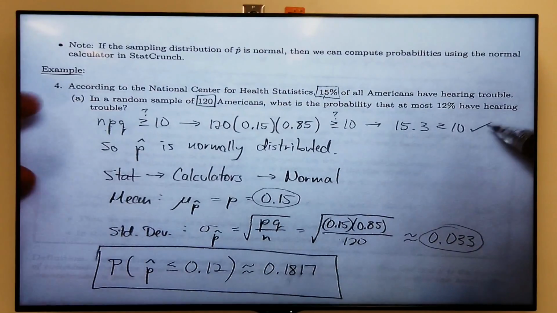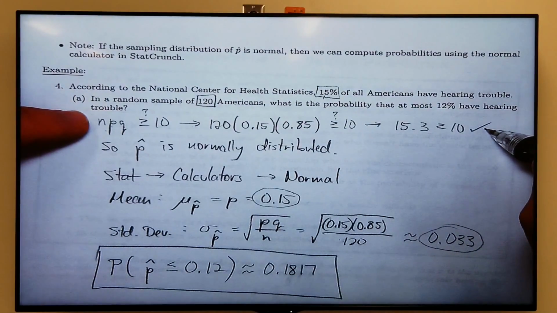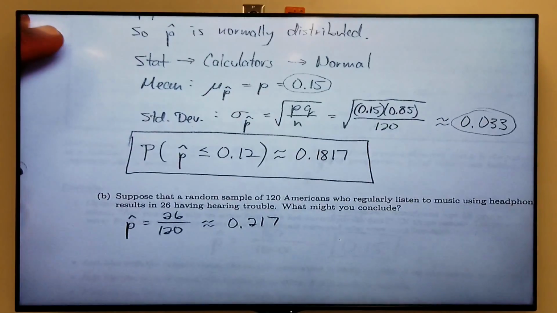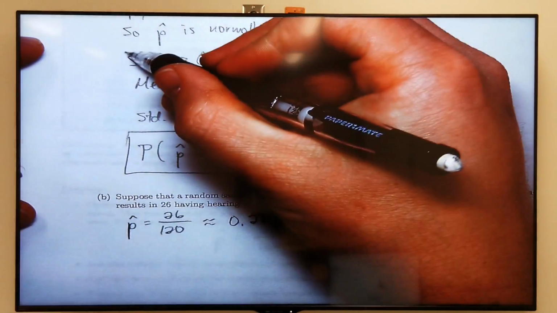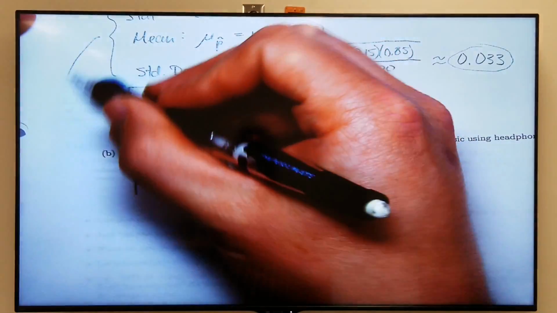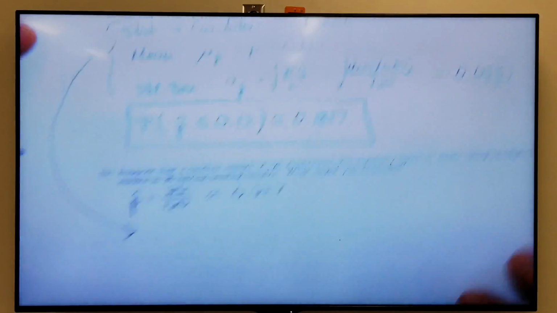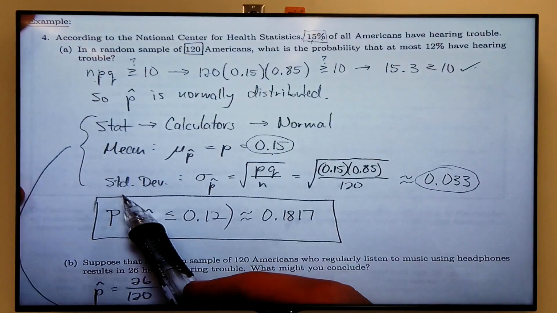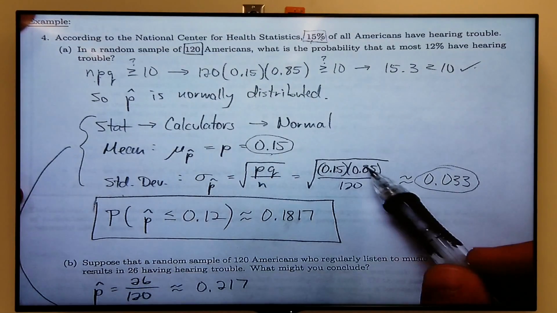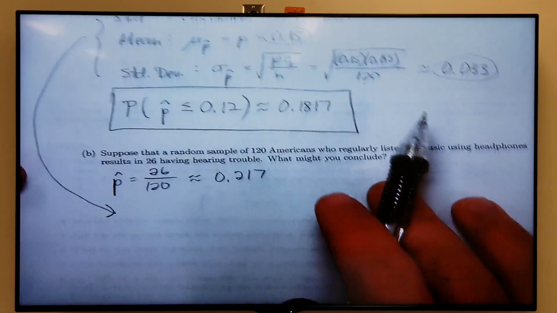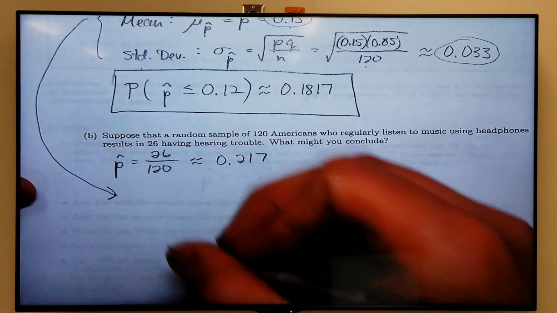We've already checked the condition. We know that p hat is normally distributed. So we can go ahead and use the normal calculator. And in fact, all of this work that we've done in Part A still relates to Part B, right? The mean is still going to be 15%. The standard deviation is still going to be 15% times 85% divided by 120, and take the square root. So all of that stuff is still the same.